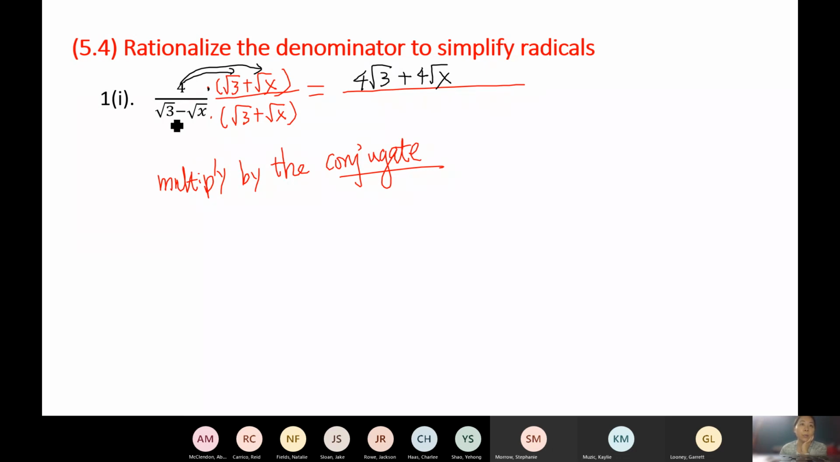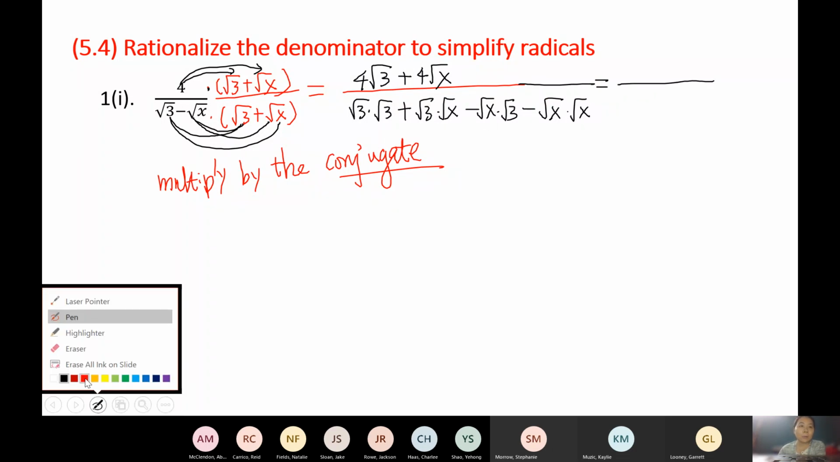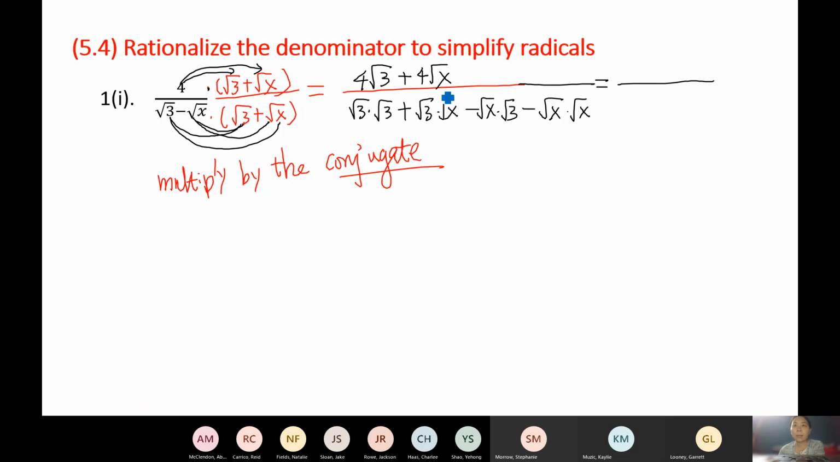And the bottom, we do FOIL, radical 3 times radical 3. Now, if you cannot do that in your mind, just write down everything. So radical 3 times radical 3, plus radical 3 times radical x, and minus, because negative times positive is going to be negative, radical x times radical 3, and then negative times negative is still going to be negative. It's going to be negative radical x times radical x. Okay, the bottom looks really complicated, but after you combine like terms, you will see these two are exactly the same. One is positive, one is negative, so they will cancel out.